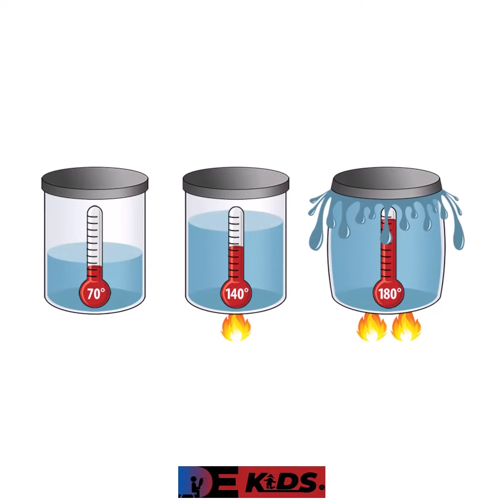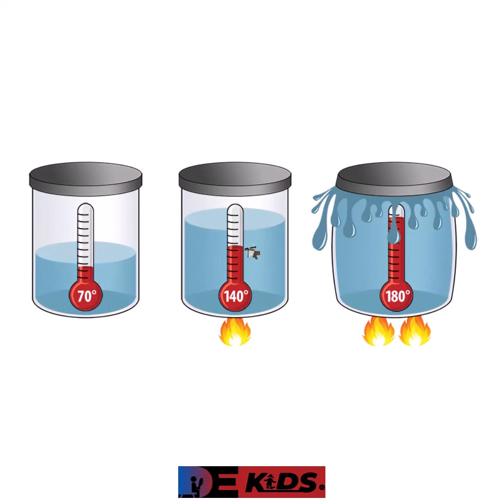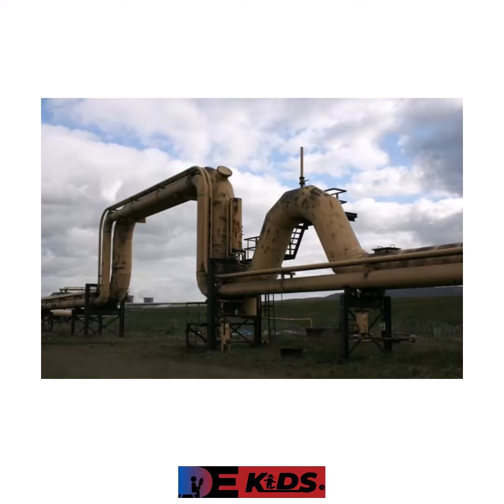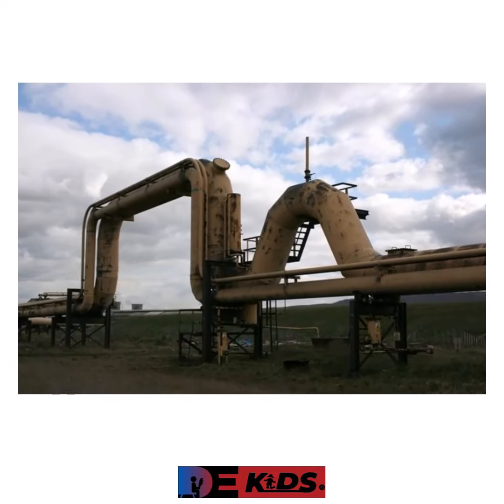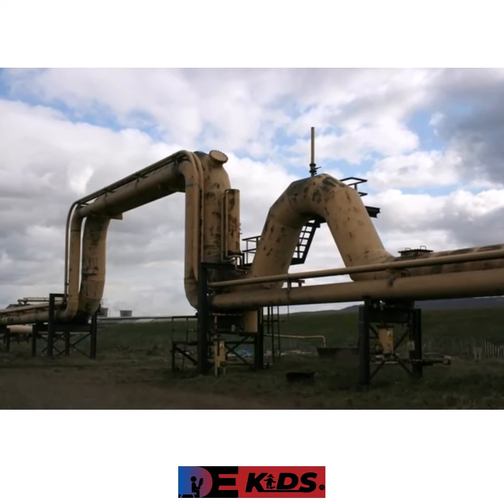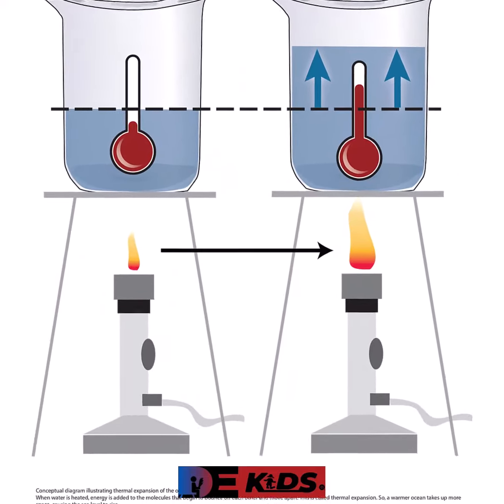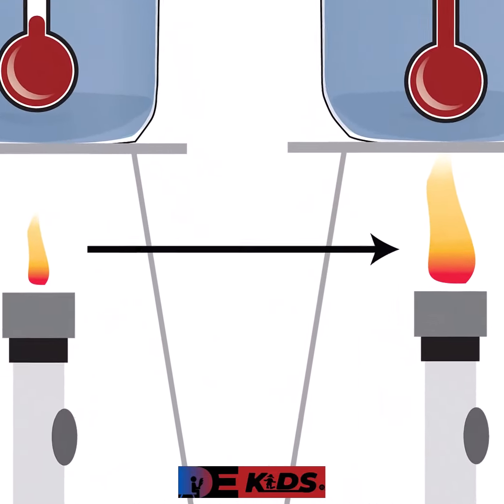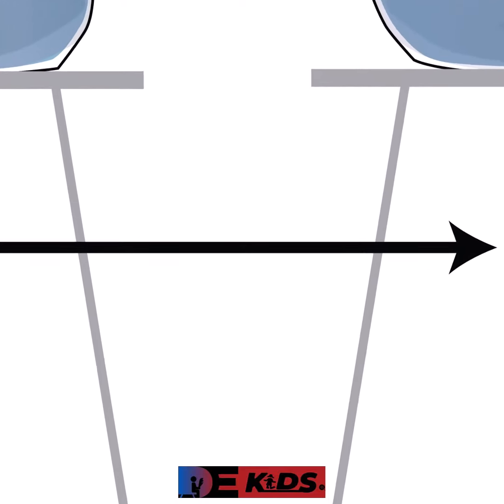If the ball fits through the ring at room temperature, heat the metal ball. It expands and will then not fit through the ring. If the ball does not fit through the ring at room temperature, heat the metal ring. The ring expands and the hole in the center gets bigger. The ball will now fit through the ring.